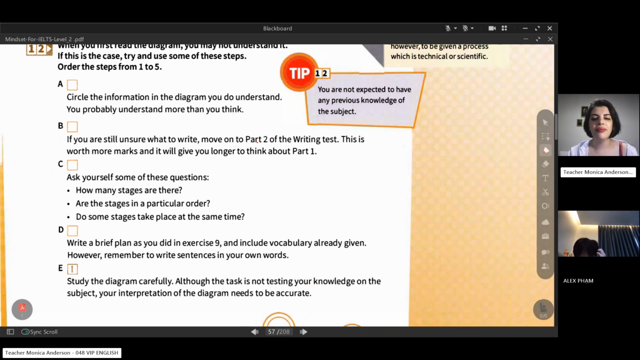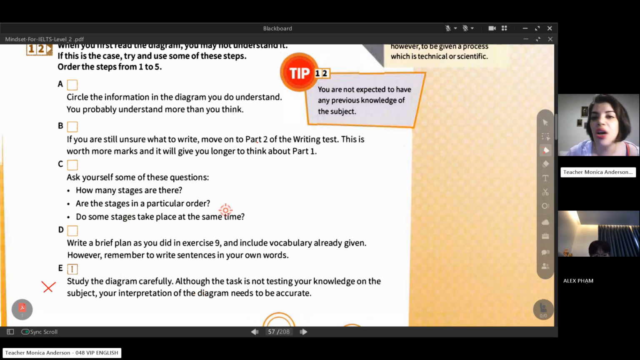First of all, number 1, you study the diagram carefully, and you know that this task is not testing your knowledge, so it's not related to your knowledge, and you don't need to have any information because everything is given. So this is the first part.